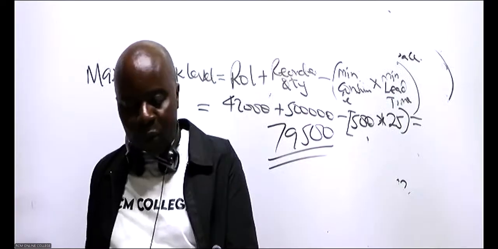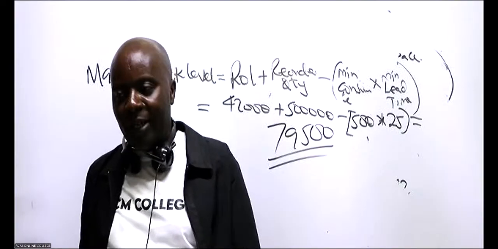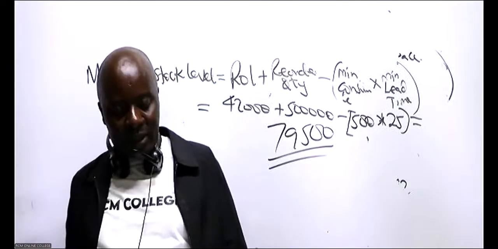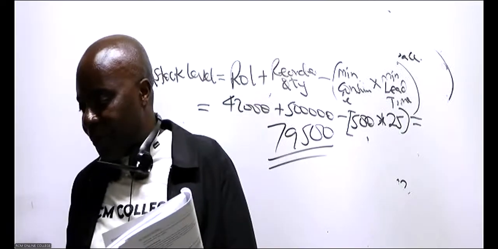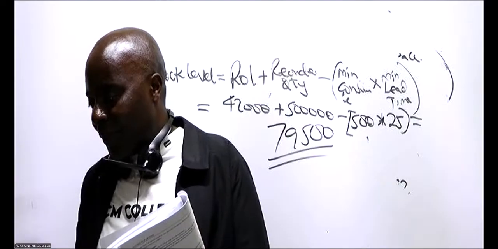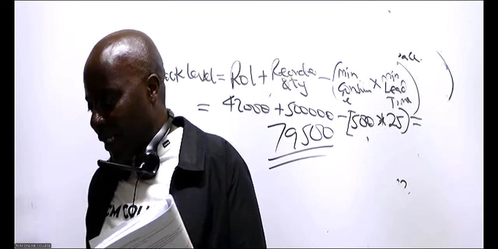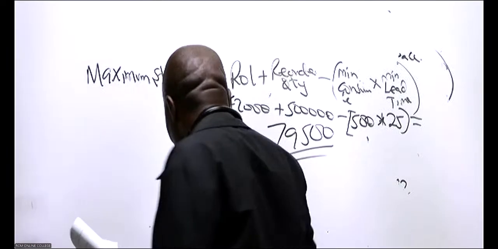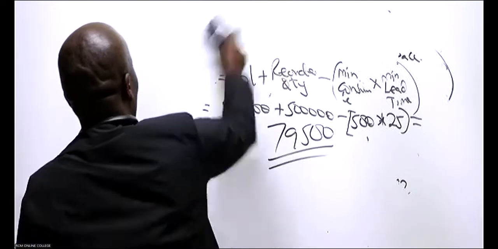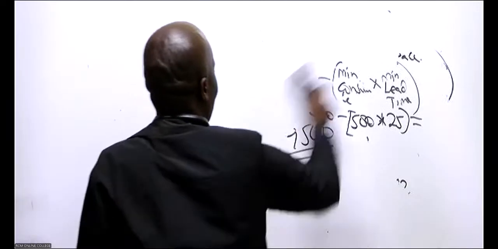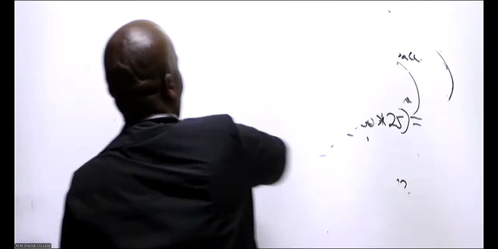The next one, they are calling it what here? Minimum stock level. So for minimum stock level, what do we do? We roll with the miniskirt. But the moment we do that, we become average, isn't it?